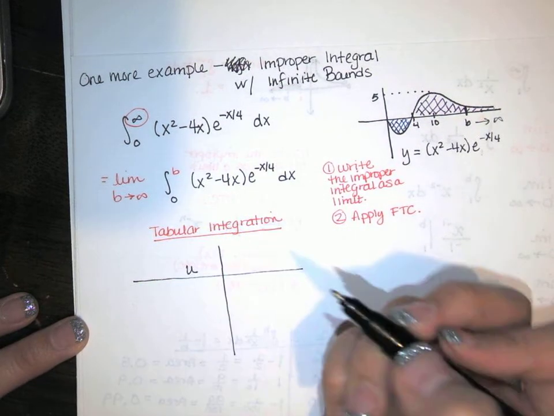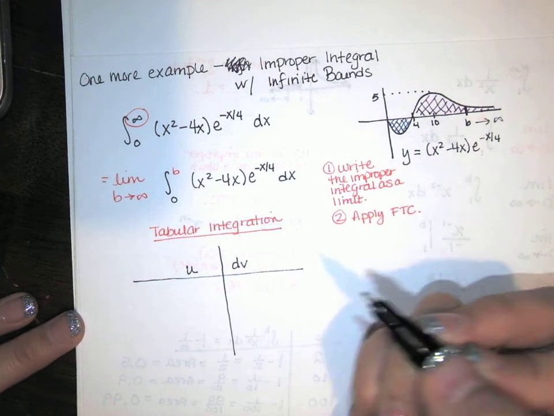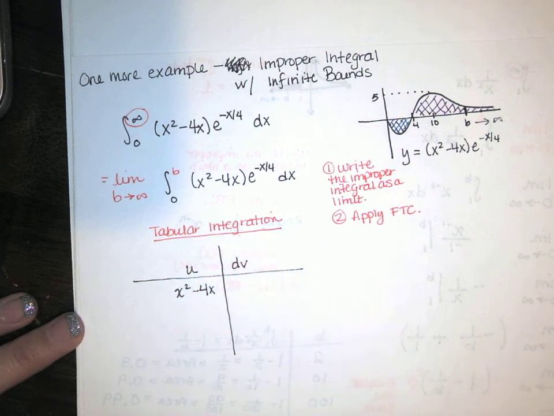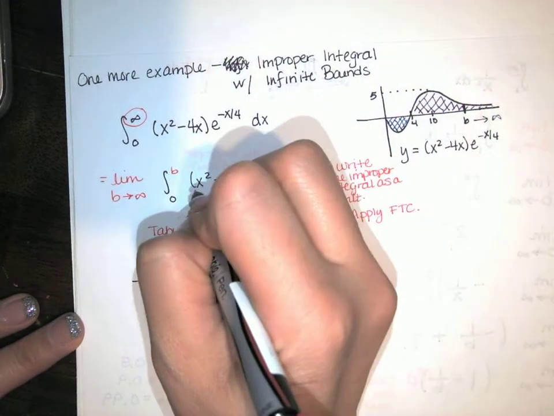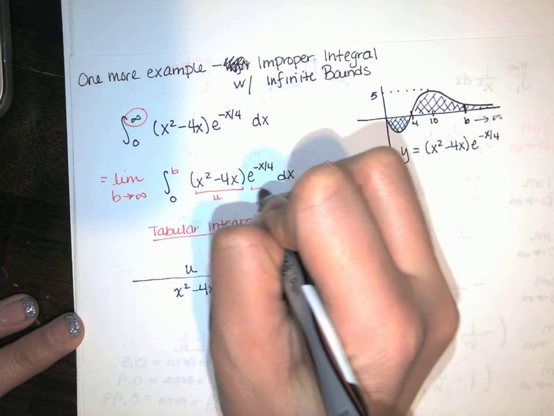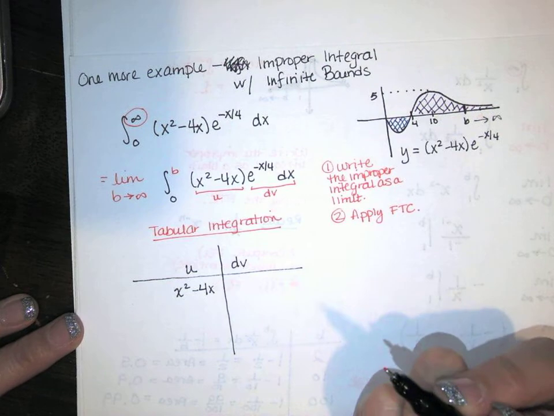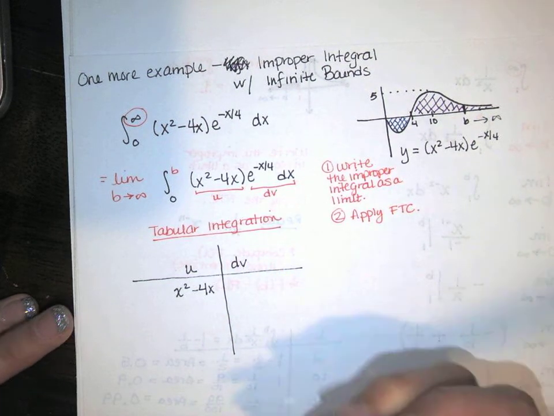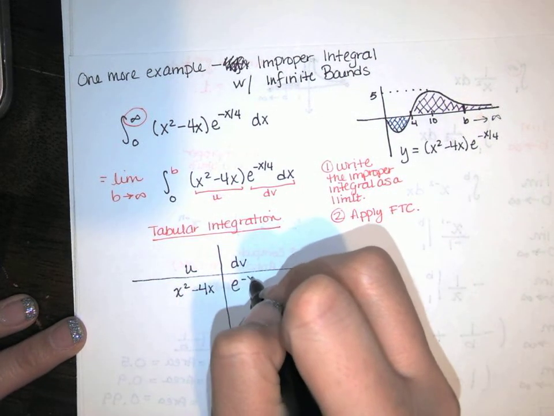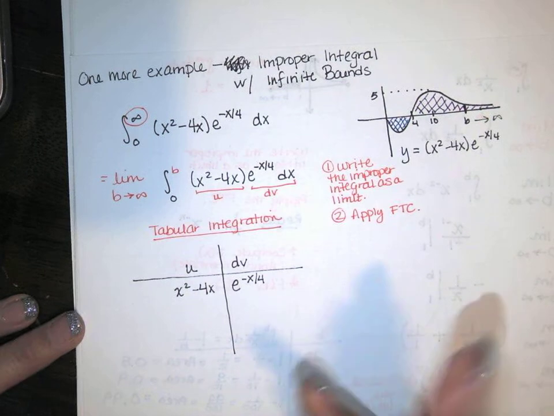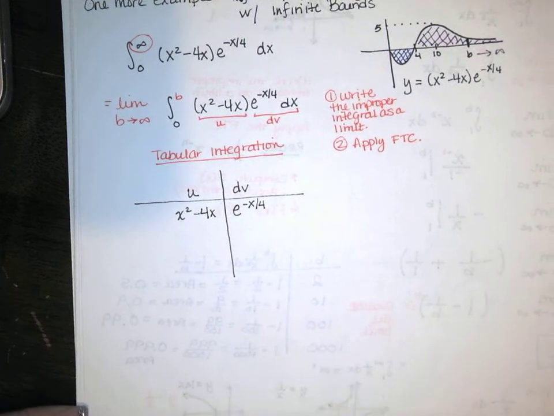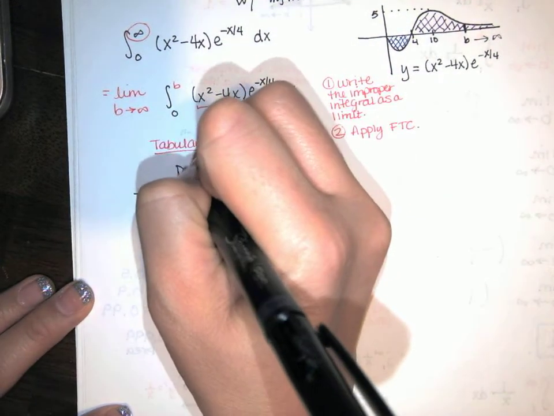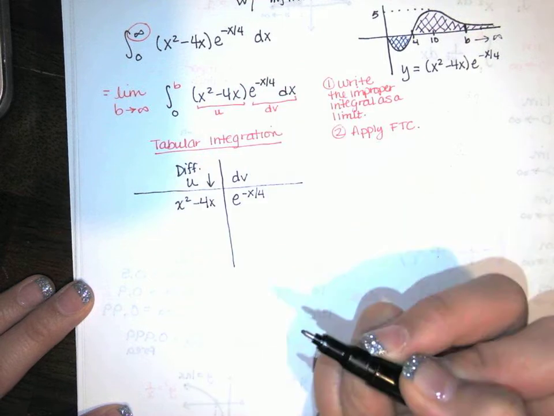I put u over here, dv over here. U is my polynomial. Whenever you're doing tabular integration, you always want u to be the polynomial, and dv is everything else. Now I'm going to ignore the dx because that's what we always do when we do tabular. And then remember how this works. With tabular integration, you differentiate u. So you're going to differentiate in this column until you get a 0.